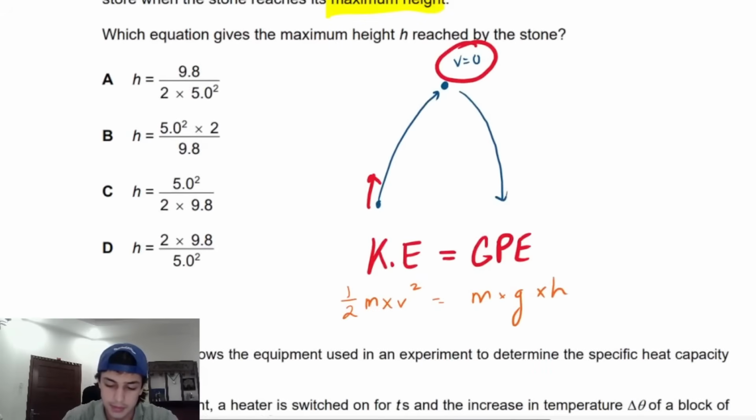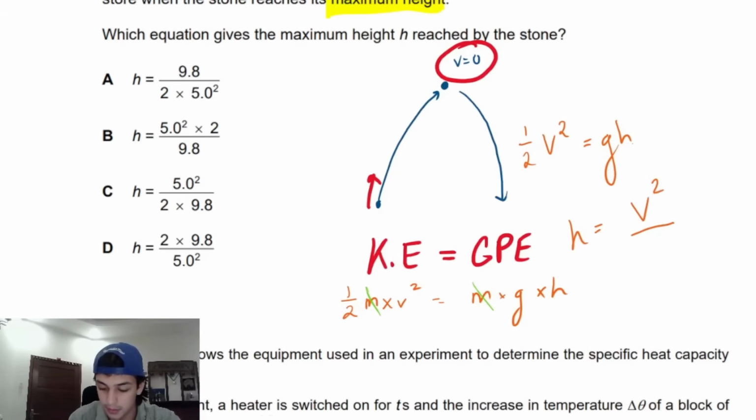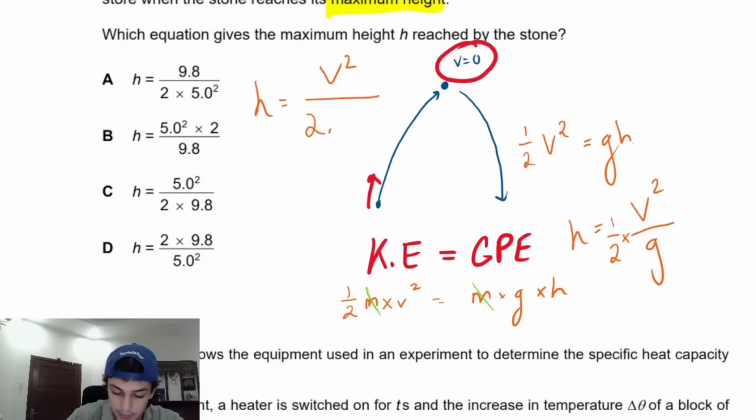Now over here, we see that M and M can be cancelled out because they are common terms. And now we're just left with half V squared is equal to GH. Now we want to find H. So H is going to be equal to V squared divided by G. And then we also have the half over here. If you were to put this all together, it would look something like this: height is equal to V squared divided by 2 times G.